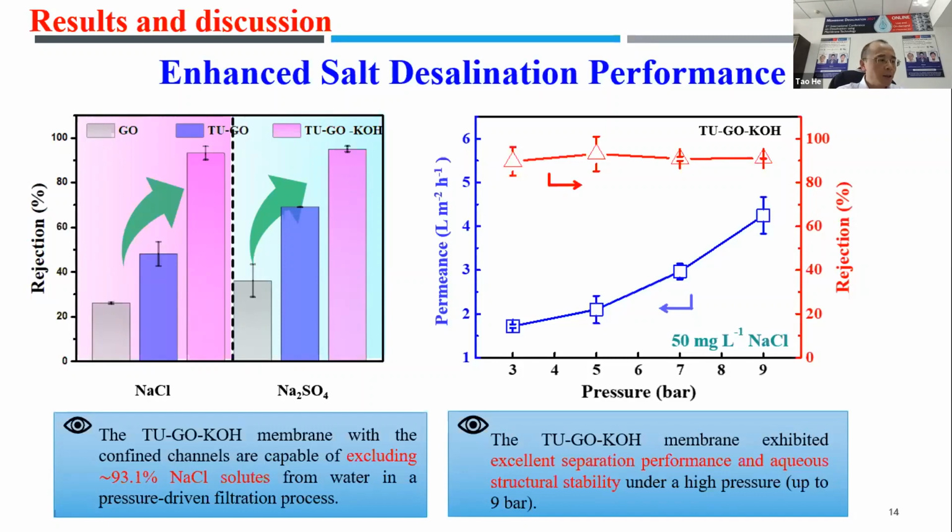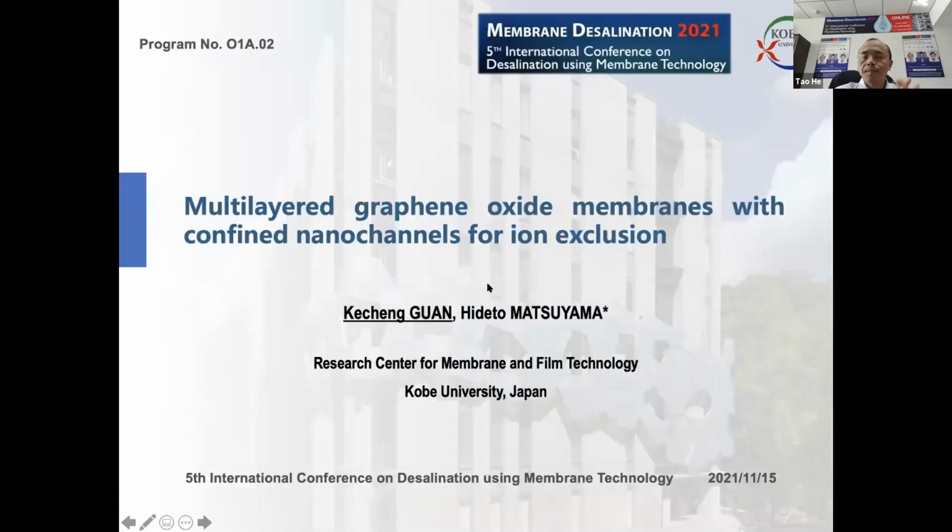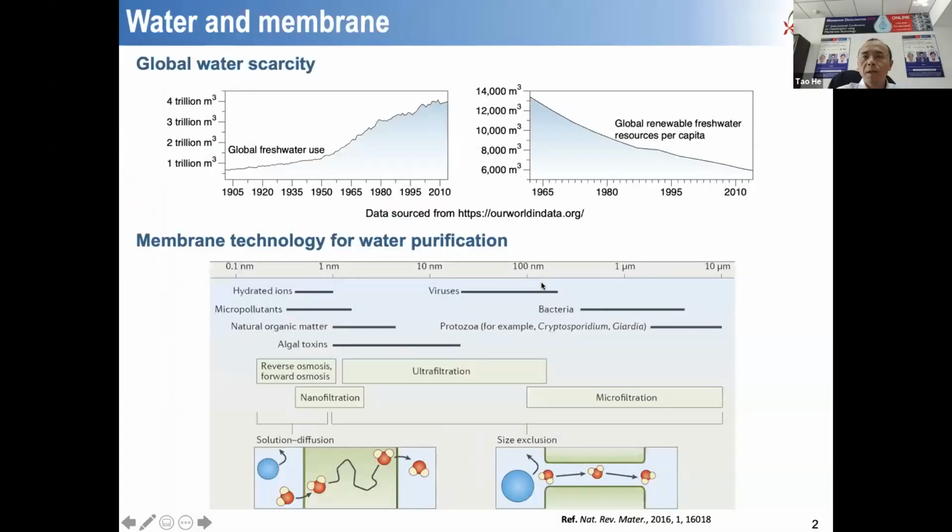Now our next speaker is Ke-Chen Guan from Kobe University. His talk is about multi-layered graphene oxide membrane with confined nanochannels for ion exclusion. Rujie, can you switch off? Because the next speaker will show their slides. Okay, can you see my slides? Yes, clear. Go ahead, please.